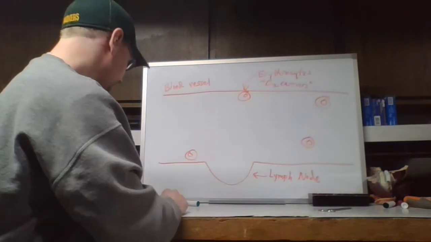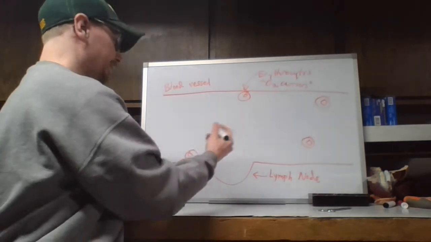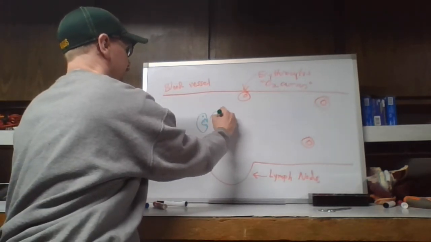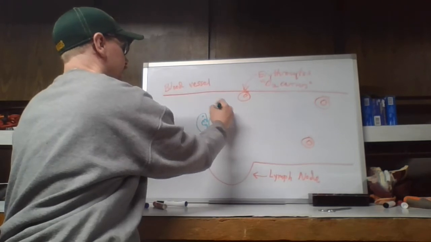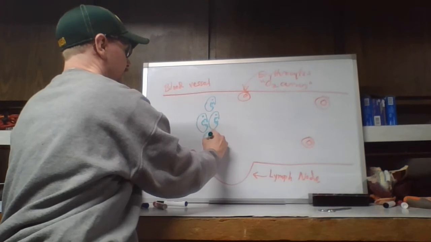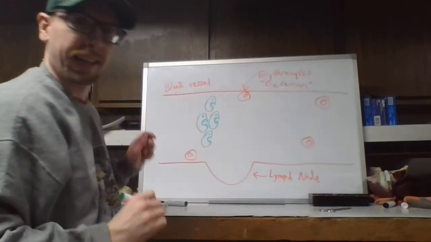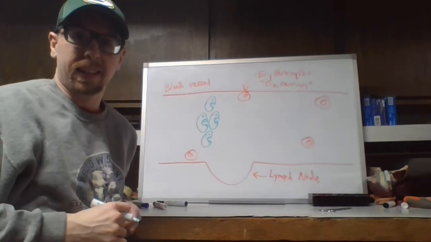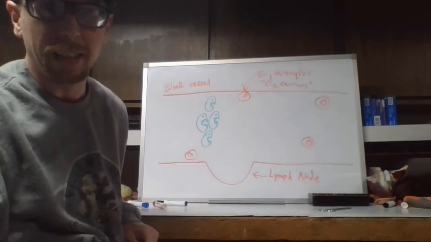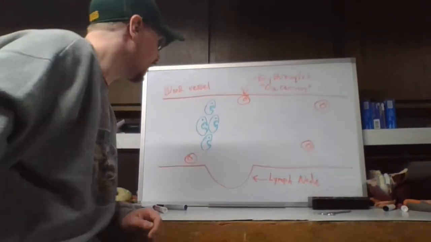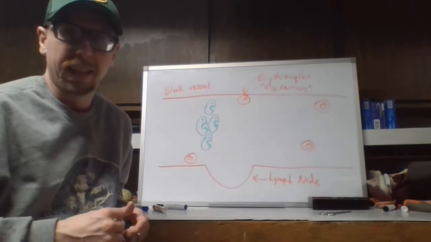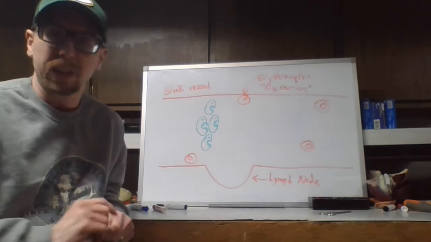Okay, so next I'm going to draw some pathogens showing up. So here's pathogens. Now, the definition of a pathogen is that it's a foreign invader. It could be a bacteria, it could be viruses, it could be a fungus. It's something that does not belong in the body. Right? And so that is now within the blood, and it's going to trigger your immune system.